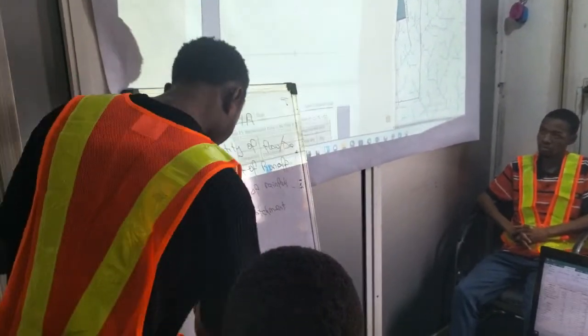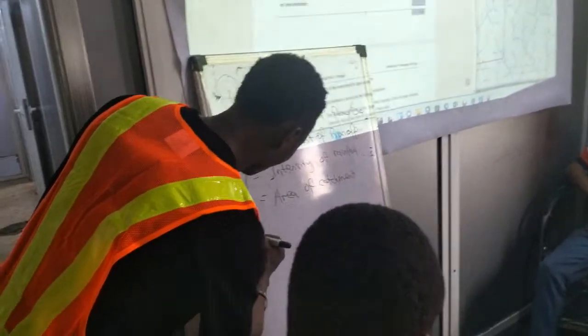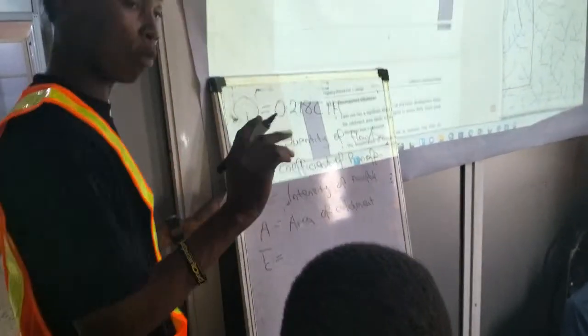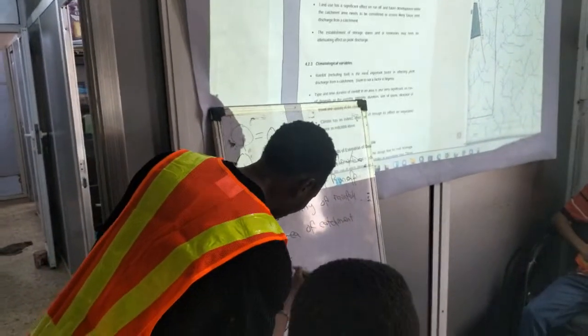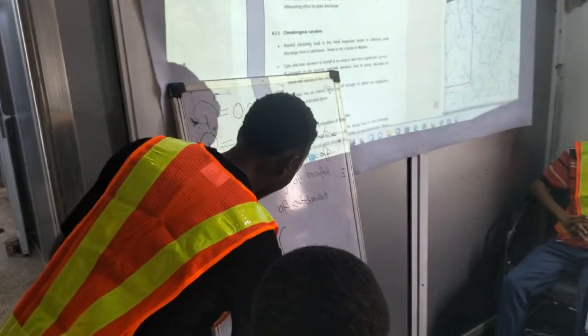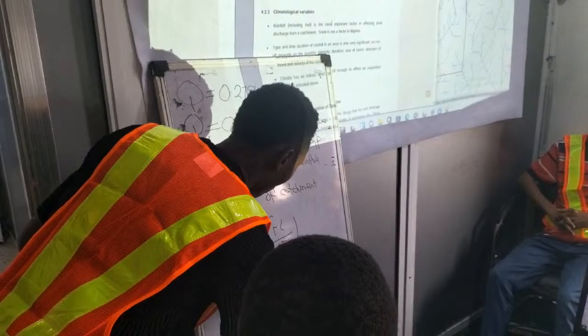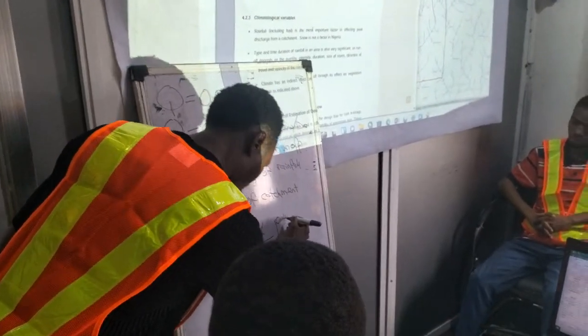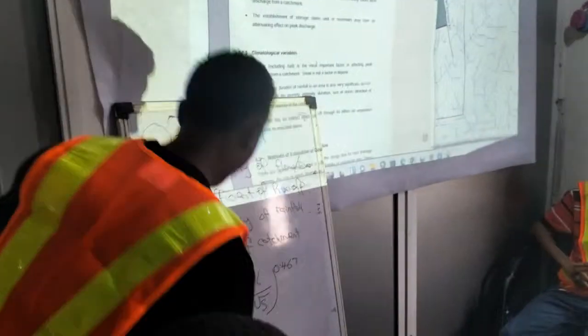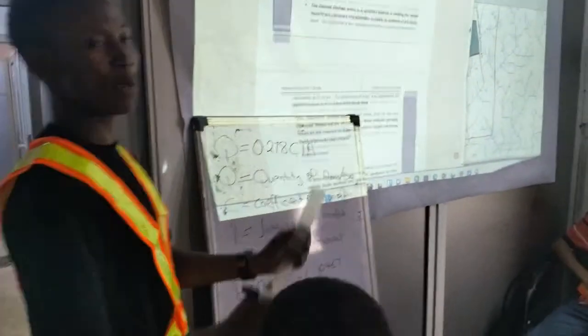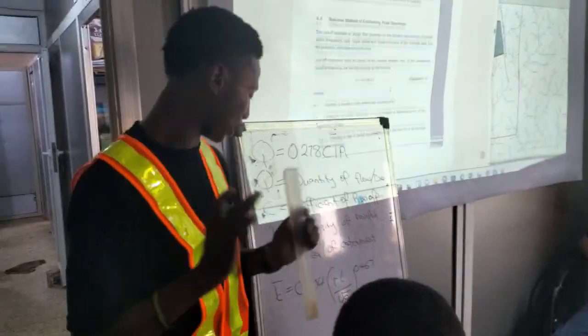Our time of concentration, I'm going to that. The formula is Tc = 0.604 (RL over root S) raised to power 0.467. Our Tc simply means the time of concentration.